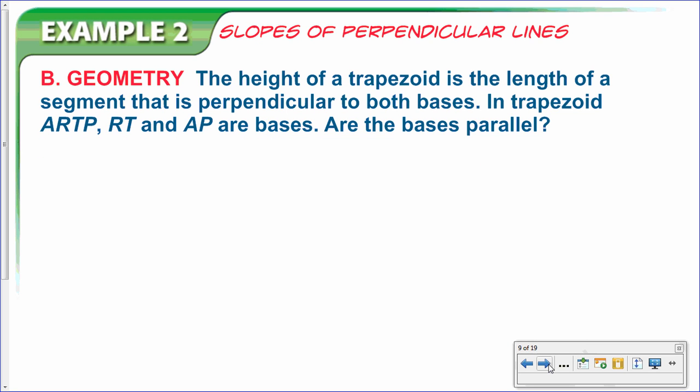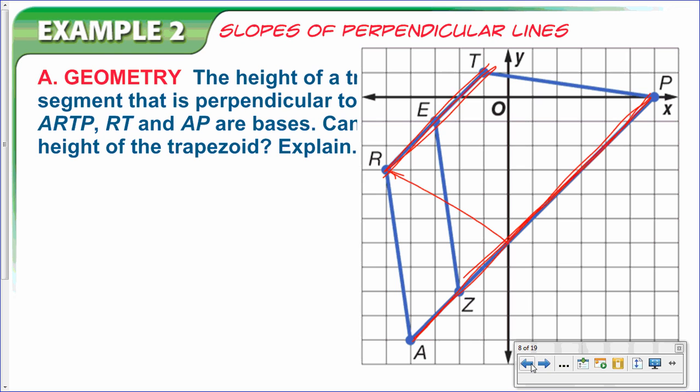Okay, the height of a trapezoid is the length of the segment that is perpendicular to both bases. In trapezoid ARTP, RT and AP are bases. Are those two bases parallel? How do I know for sure? Check the slope. How do I check the slope? I can count rise over run, and I can also use the formula. So what's the ordered pair for that point?